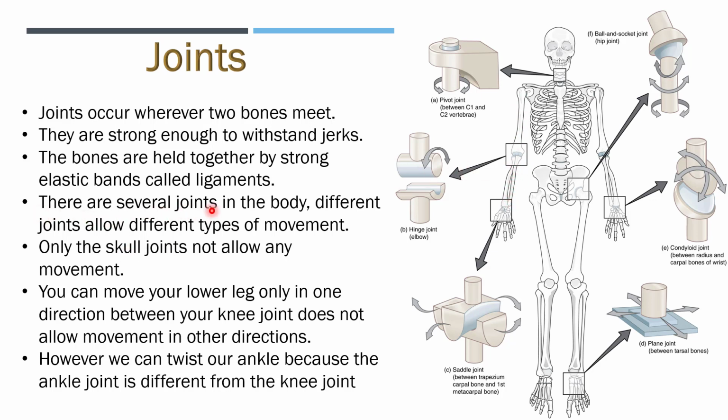There are several joints in the body. Different joints allow different types of movement. Only the skull joints do not allow any movement. You can move your lower leg only in one direction at your knee. The joint does not allow movement in other directions. However, we can twist our ankle because the ankle joint is different from the knee joint.